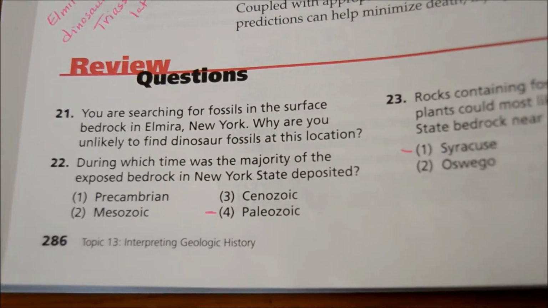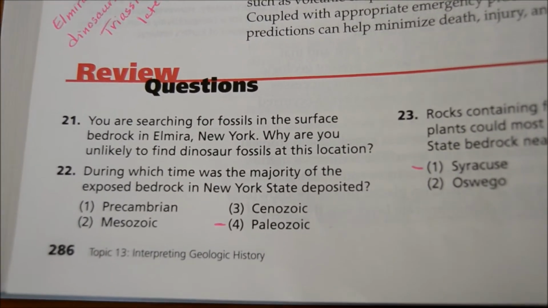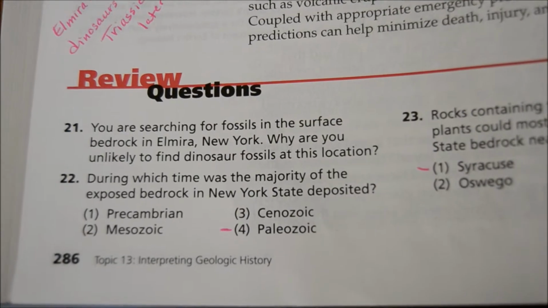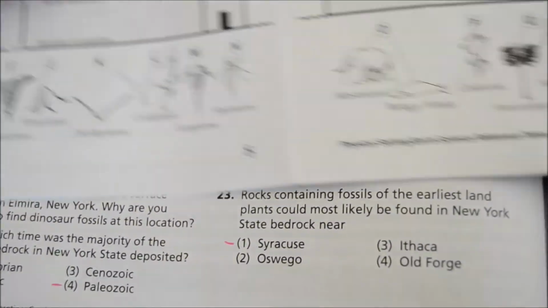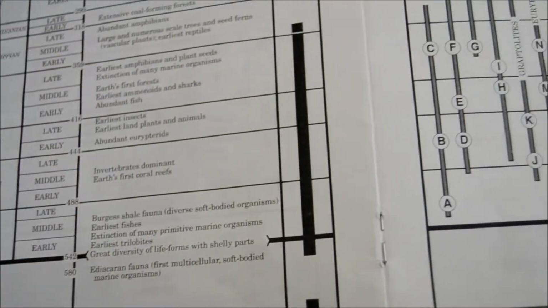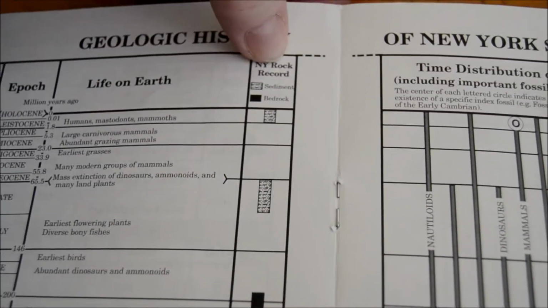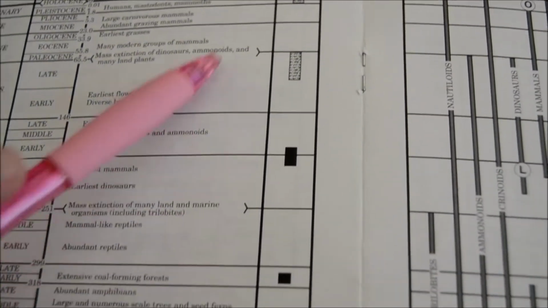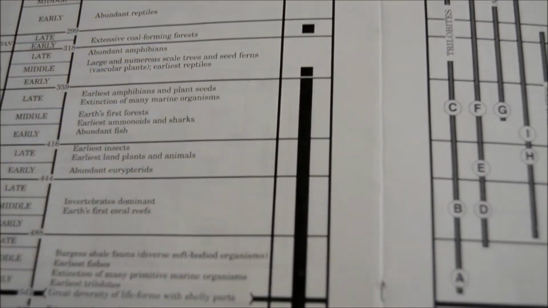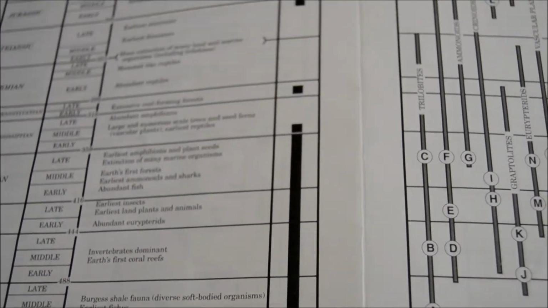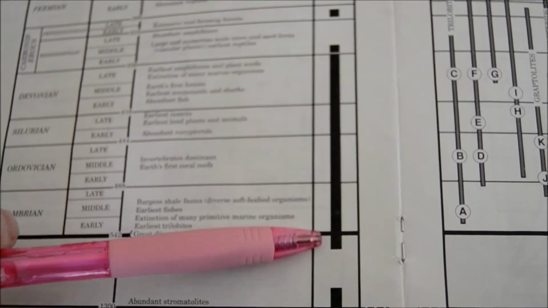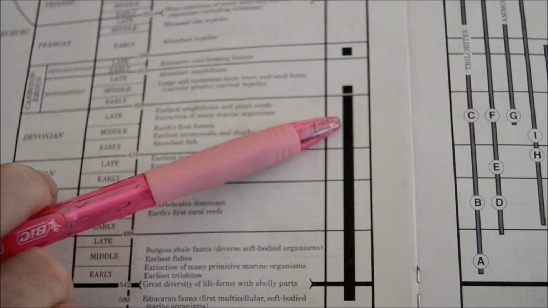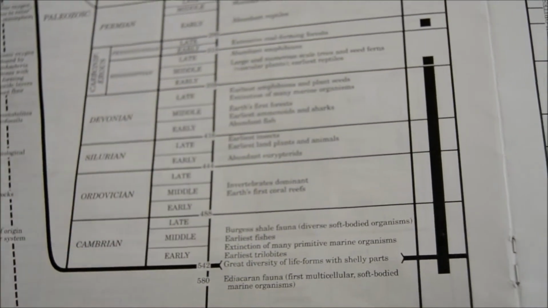Number 22. During which time was the majority of the exposed bedrock in New York State deposited? I'm back onto my reference table, page 8. Remember this one, New York rock record. Majority of it, so if I have the black line, that means I have rock record. If I have that grayish black, that means I have sediment record. So if I look at it, majority of it's down here, from my Cambrian through my Devonian, maybe early Mississippian.